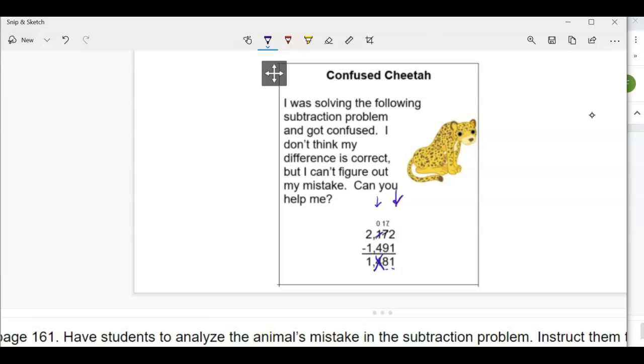So let's go on and write the problem over here. 2,172 minus 1,491. Okay, so the 2 minus 1 in the ones column is 1, and 7 minus 9, he couldn't do that, and Cheetah did that one correctly. He actually went over and ungrouped that 1. That became a 0. He took the group of 10 over here. 17 minus the 9 in the tens column is 8. He did that correctly. And this was his mistake right here.